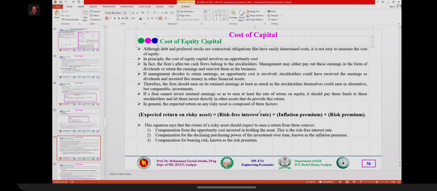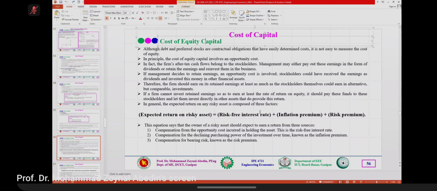Therefore, the firm should earn on its retained earnings at least as much as the stockholders themselves could earn in alternative but comparable investments. If a firm cannot invest retained earnings so as to earn at least the rate of return on equity, it should pay these funds to the stakeholders and let them invest directly in other assets that provide this return. Okay. This one maybe you can reinvest.